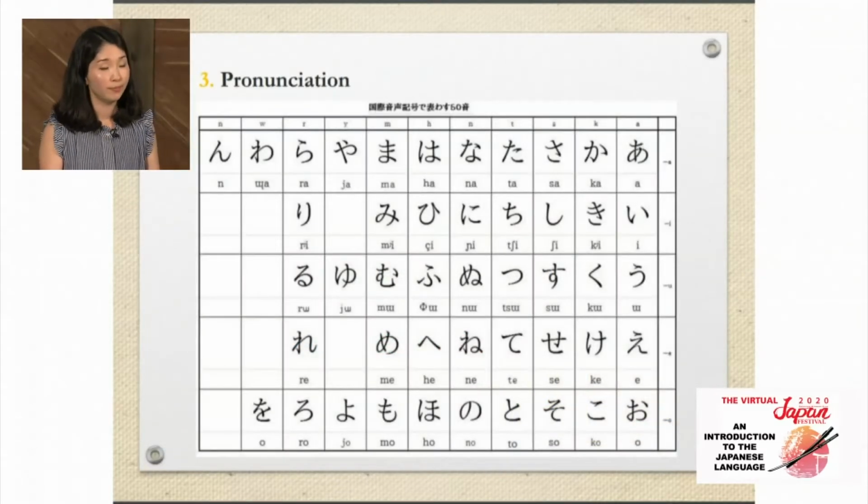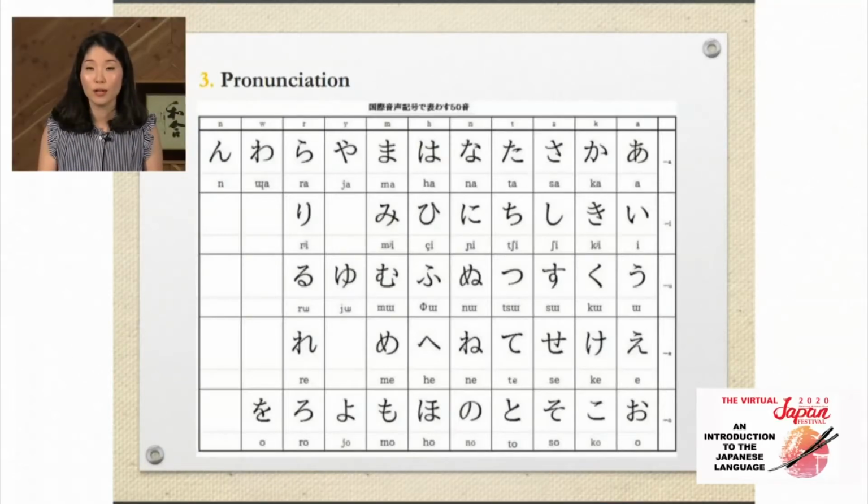Let's move on to the pronunciation. These are the 46 phonetic symbols that I talked about called Hiragana. We only have 5 vowels, the ones on the right: A, I, U, E, and O. The rest of the sounds are a combination of a consonant and a vowel. So the second line is called the K line, with the consonant K and the vowels. So the first one will be Ka, next one Ki, Ku, Ke, Ko. The next line is the S line. So Sa, Shi, Su, Se, So. The second one is not Si, it is Shi. Okay, so Sa, Shi, Su, Se, So.